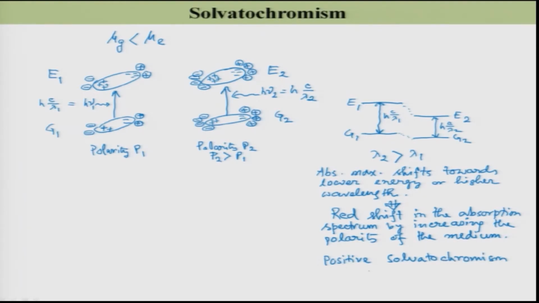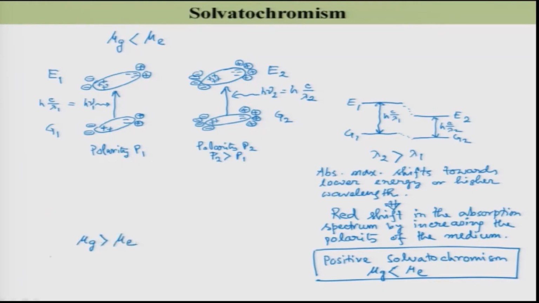And for the positive solvatochromism, what I saw is that mu g is less than mu e. And as you remember, for the negative solvatochromism, what we saw is mu g is greater than mu e for negative solvatochromism.